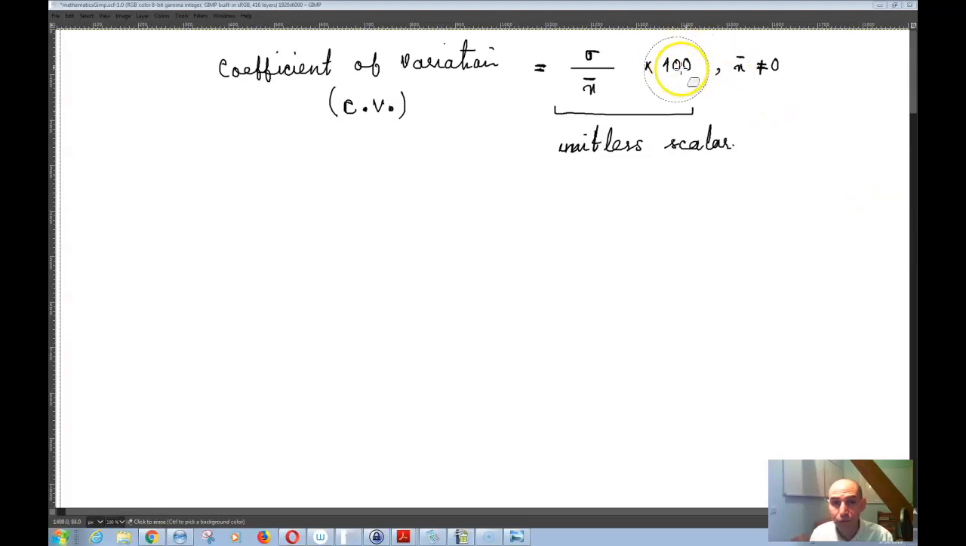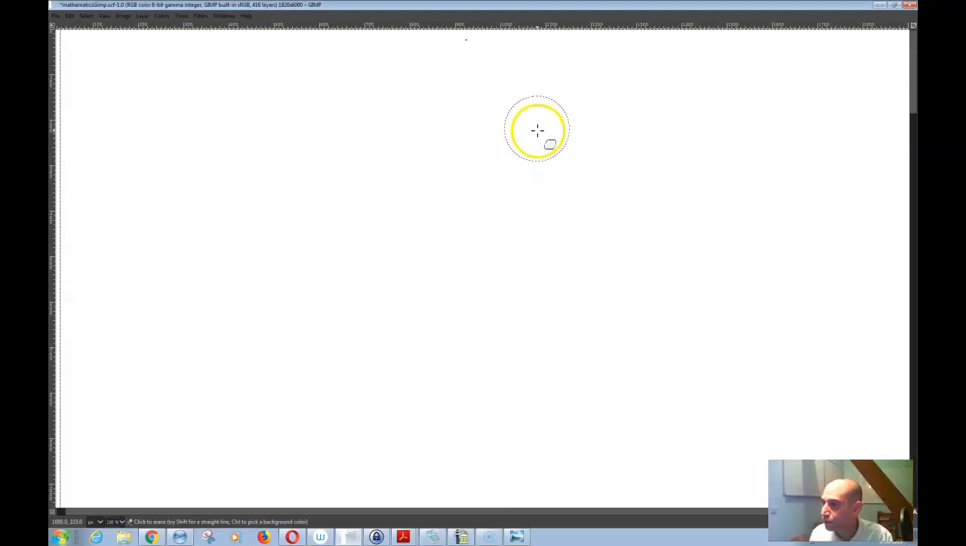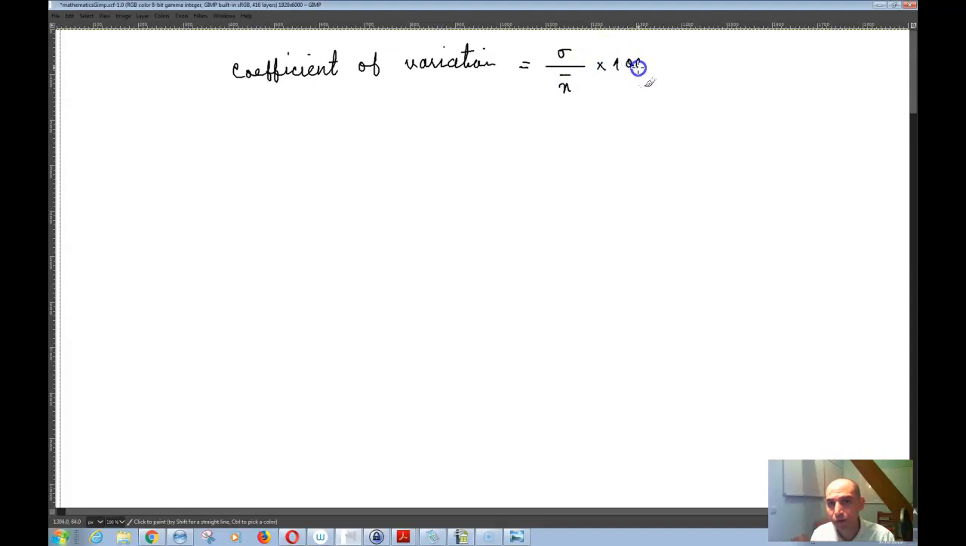So in the previous video, we talked about the analysis of frequency distributions, and we defined the coefficient of variation. The coefficient of variation is defined as sigma over x bar times 100, where x bar is not equal to 0.